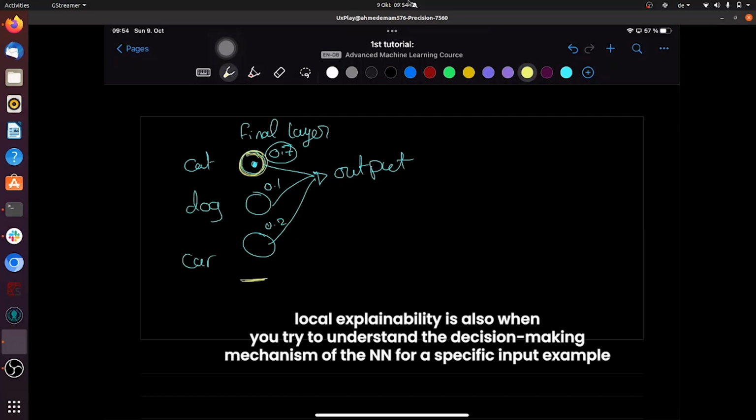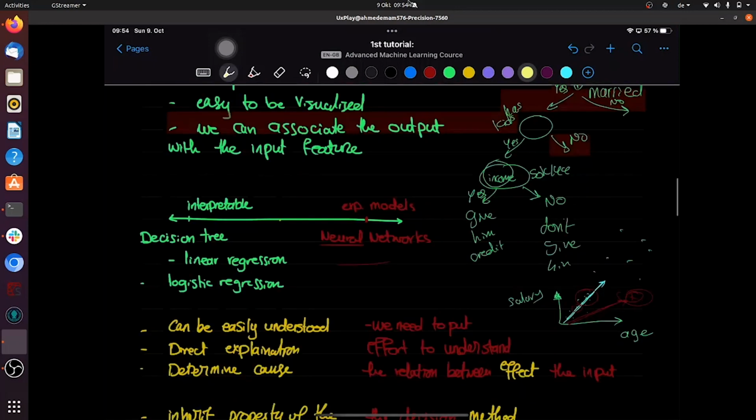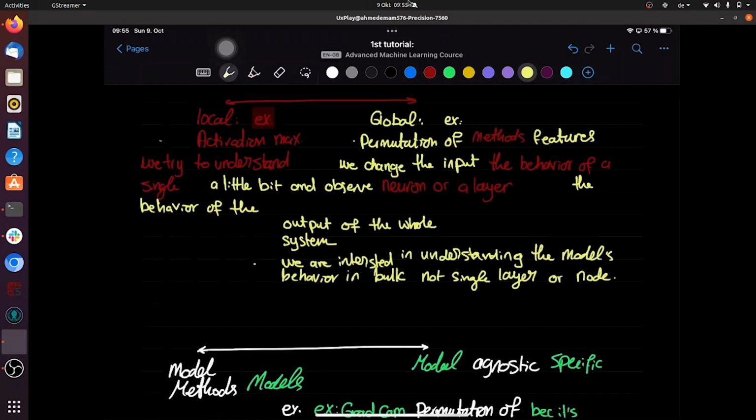So if you're trying to explain the decision which is being taken in a specific layer or a specific neuron or a specific part of the neural network, that is a group of methods called local explanation methods. An example of these methods is activation maximization, as I said, and you can read more about it if you are interested in it.